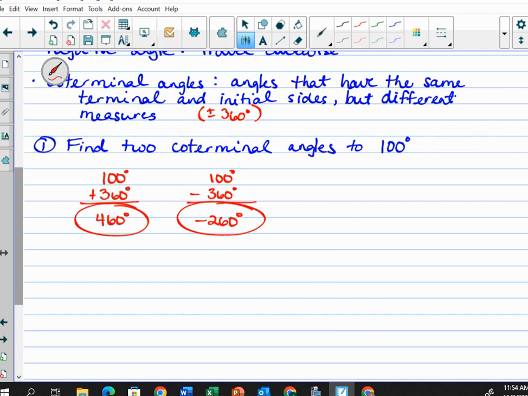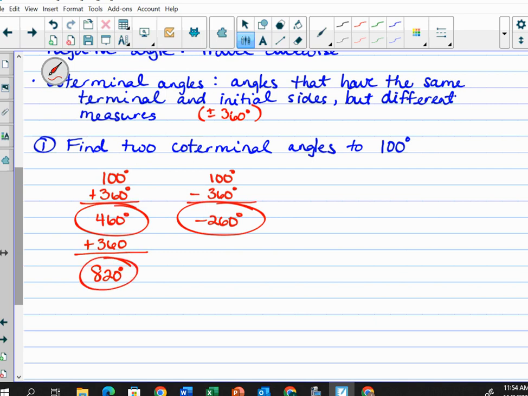All right, guys, there's two of the answers. Well, almost. 460 degrees and negative 260 degrees are two potential answers. Now, if I don't specify a positive and a negative, you could have said, okay, 460, and I just really like adding, so I'm going to add again and say 820.